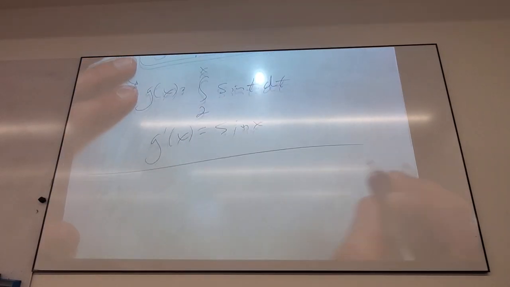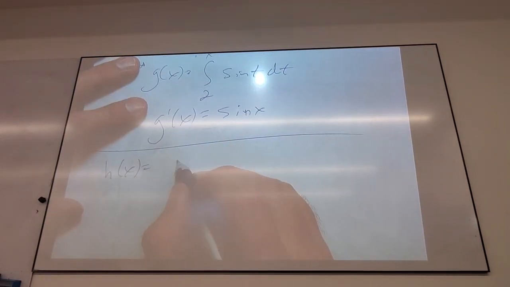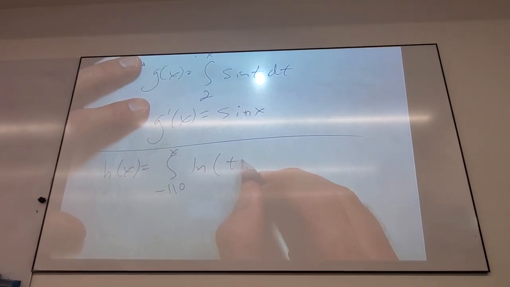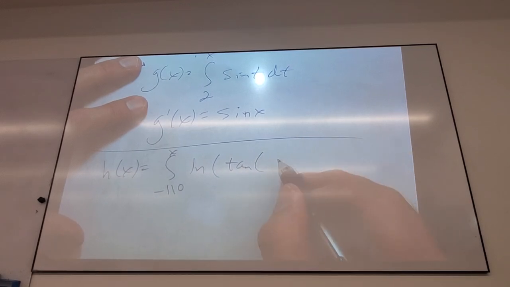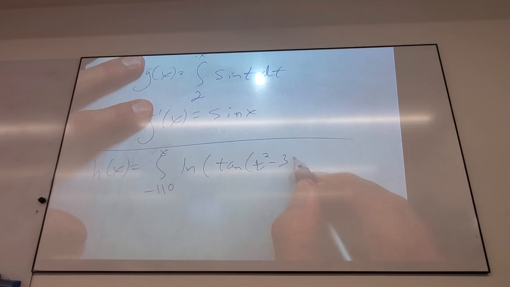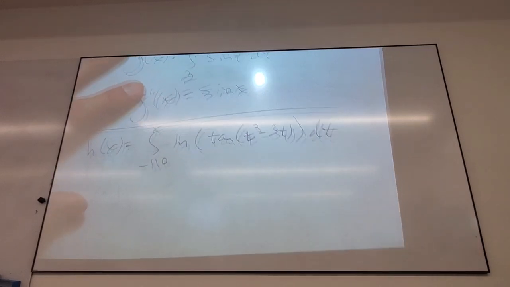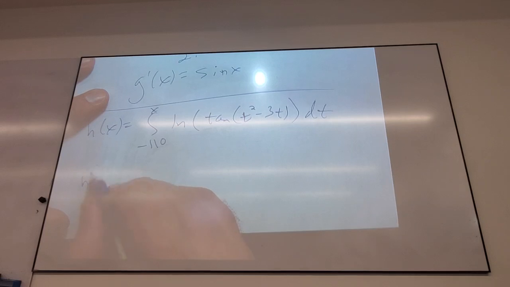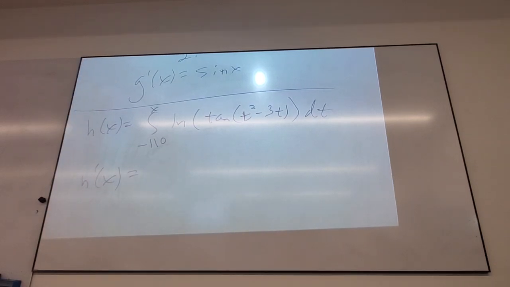So what about this? What if I gave you h of x equals the integral from negative 110 to x of the natural log of the tangent of t squared minus 3t dt. What is the derivative of h?